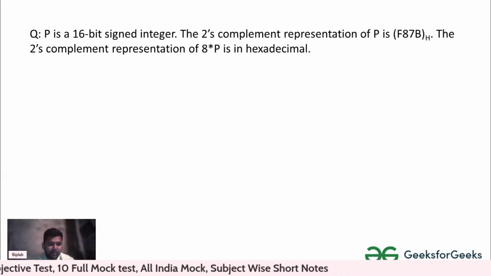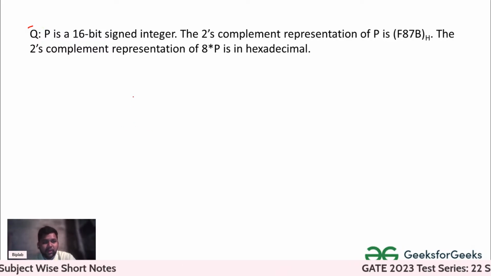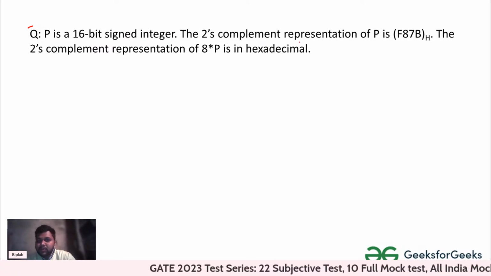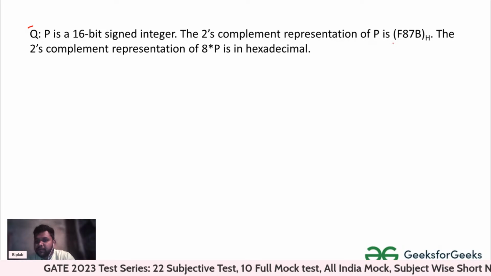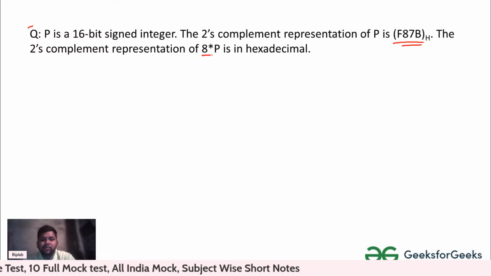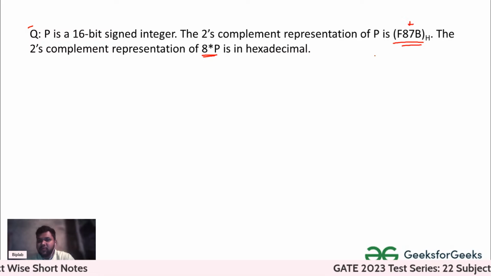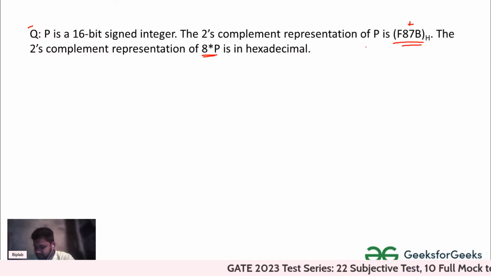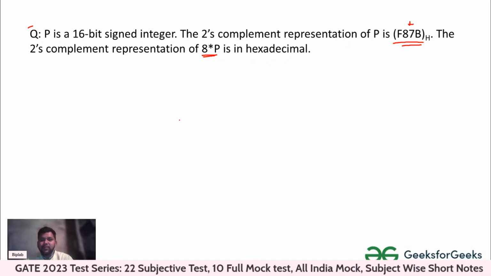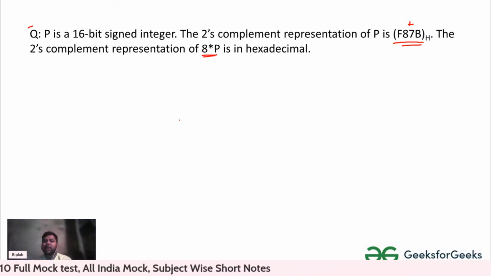Now, this is a good question, and maybe you can learn a new concept here. You are given a 16-bit signed integer. The 2's complement representation of p is given here. So what will be the 2's complement representation of 8 times p in hexadecimal, in the same form? You are given it in hexadecimal, you have to multiply it by 8, and then write the hexadecimal form.